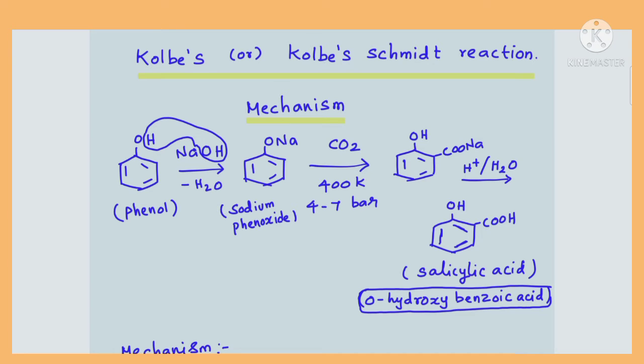When sodium phenoxide reacts with carbon dioxide under a condition of 400 Kelvin temperature and 4 to 7 bar pressure, it forms this compound, which we call sodium salicylate. The name of this compound is sodium salicylate.